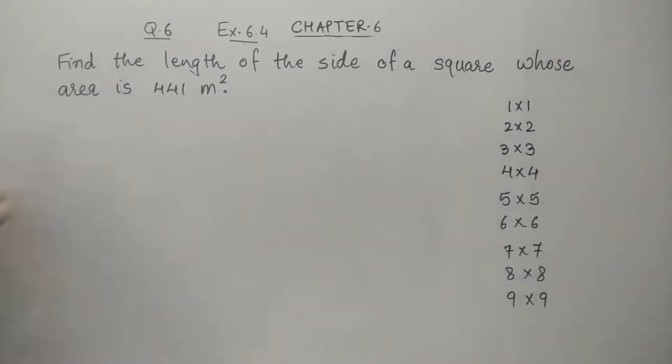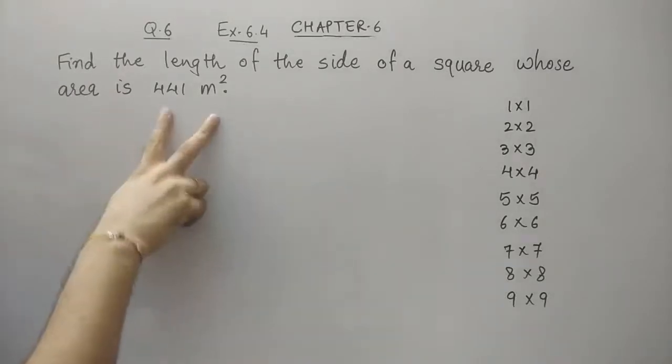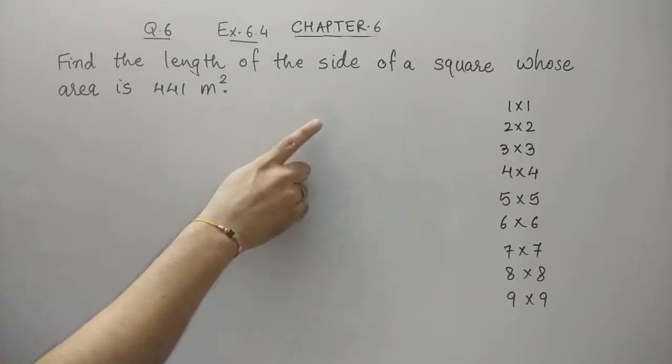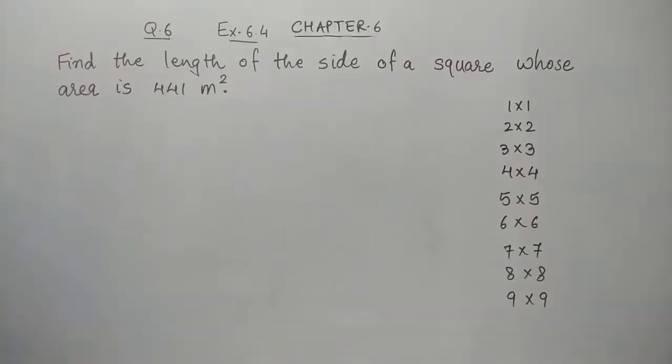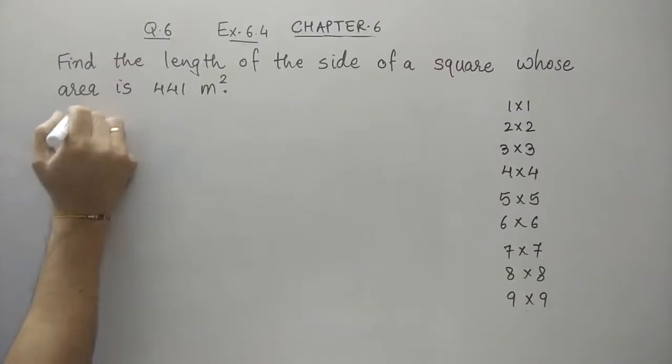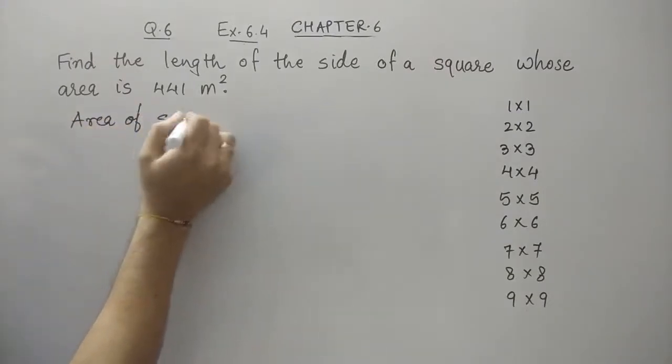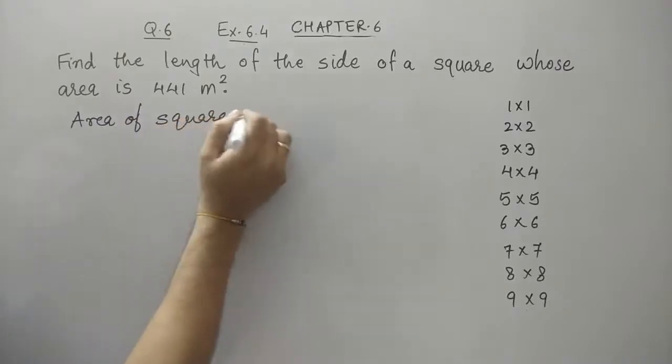It is said that we have to find the length of the side of the square whose area is 441 meter square. The shape given is a square, and they have given the area of the square. So students, we know the formula to find the area of a square. Yes, that's right. The area of a square is side square.